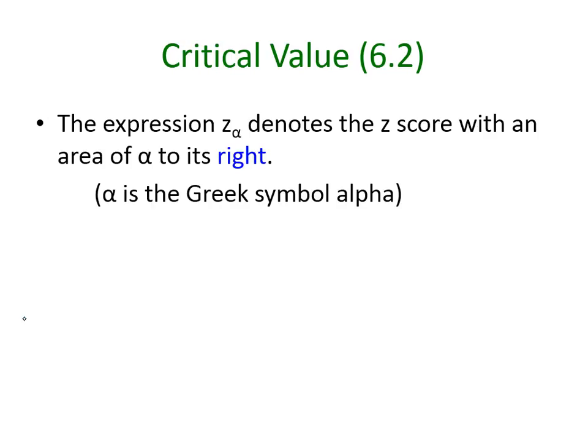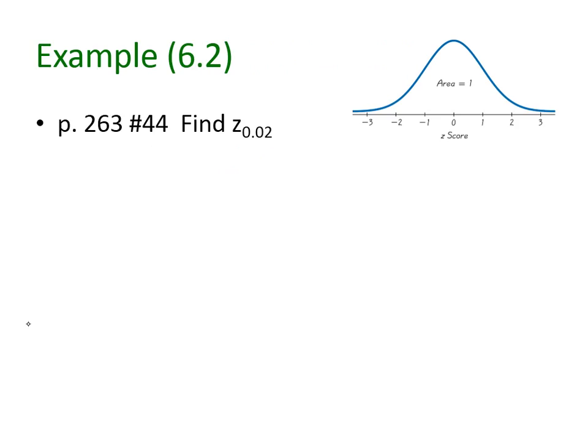Now, a lot of times we talk about the critical values. The expression z sub alpha denotes the z-score with an area of alpha to its right, where alpha is that Greek symbol that we'll be using. But z sub alpha tells me I'm looking for the z-score that has whatever that alpha value is as the area to the right. So your table tells you the area to the left. Alpha is telling you the area to the right. They're going in opposite directions, so you have to be careful with what you're doing.